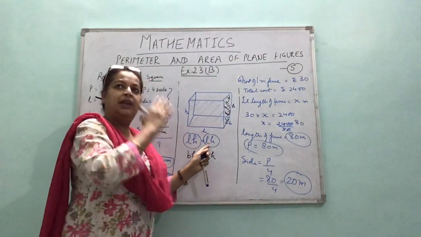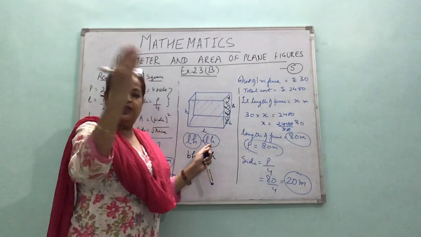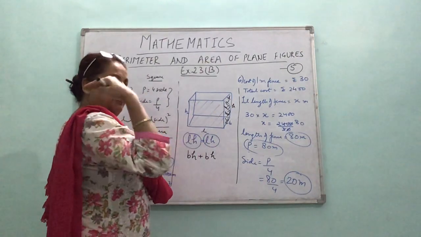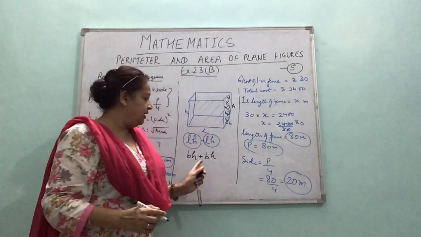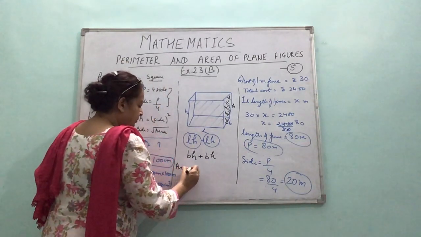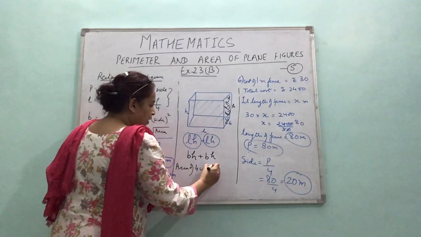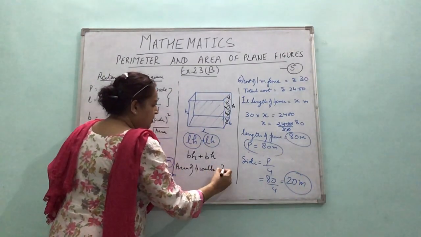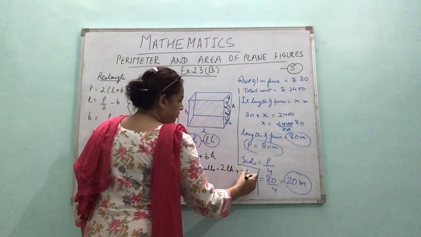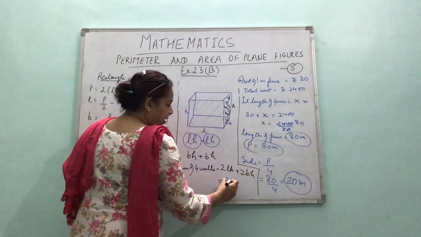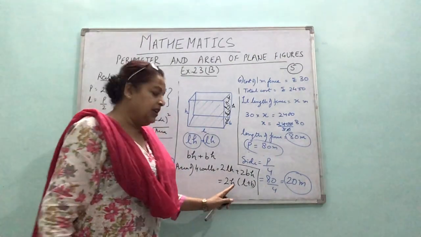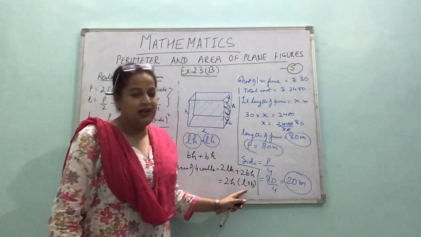2 walls have the same area facing each other. Opposite walls facing each other. Length into H plus length into H. And 2 different walls which are on the other side facing each other, their areas are B into H plus B into H. So the area of 4 walls would be 2 times L into H plus 2 times B into H. We take out 2 and H common, L plus B. Now let's see, it is 2 times height into length plus breadth.